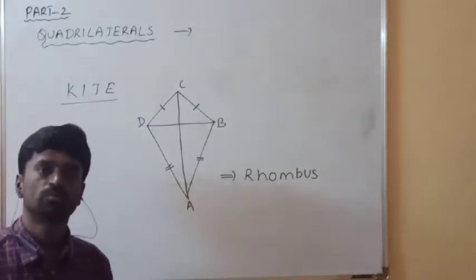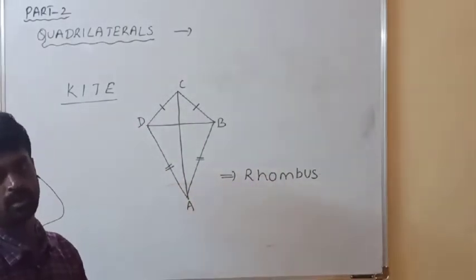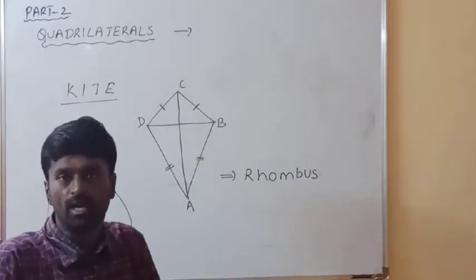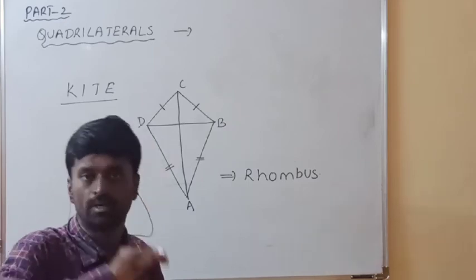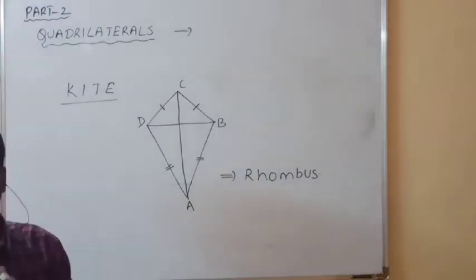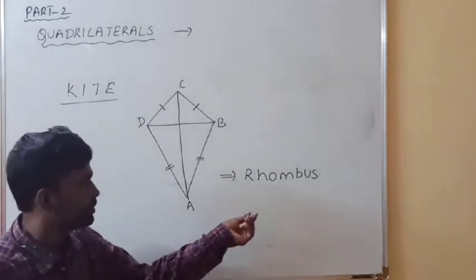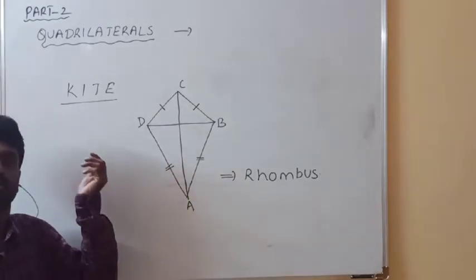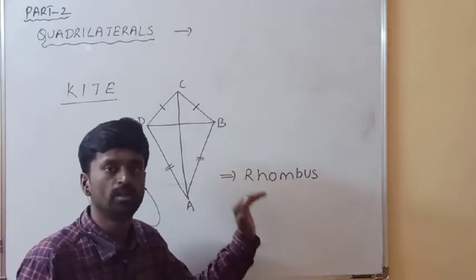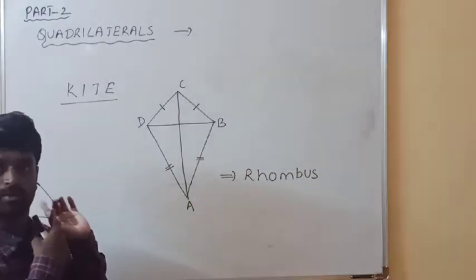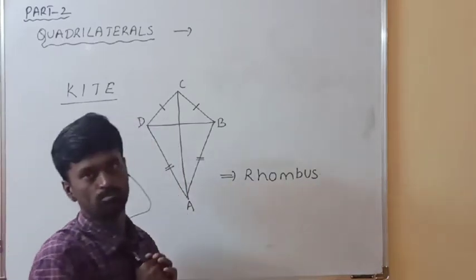Automatically it is symmetric about both diagonals. Or in a kite, if it is symmetric about both diagonals, automatically all sides are equal, then the kite becomes a rhombus. That means every rhombus is a kite, but every kite is not a rhombus.